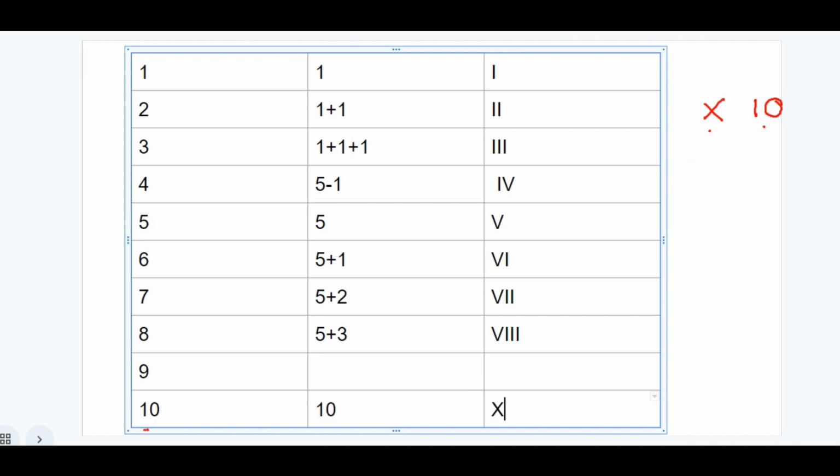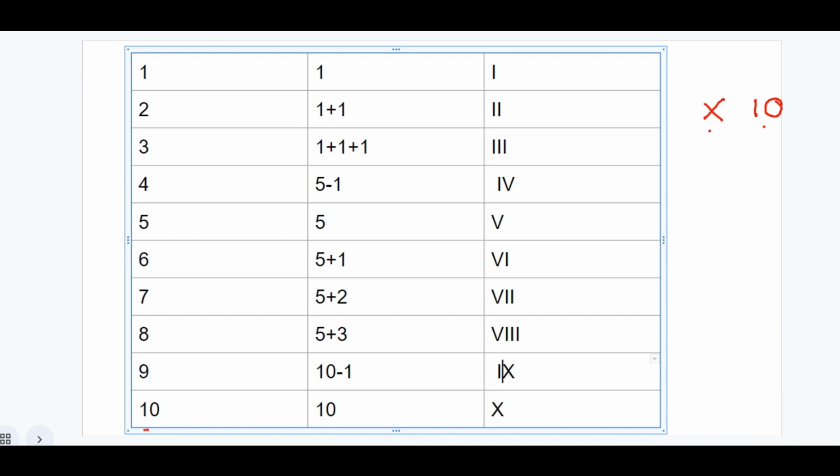Okay. So now again what you have to do is go back into 9, which will give you 10 minus 1. 10 minus 1 means 10 is equal to X, and at the back of X you have to write 1, which is equal to I.